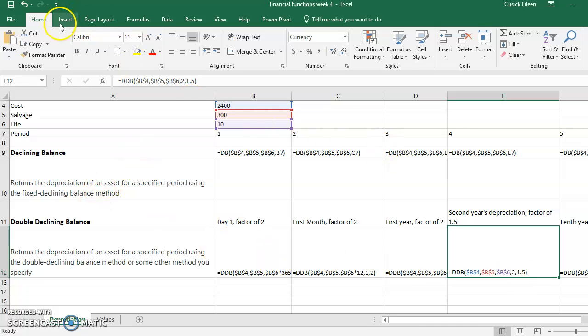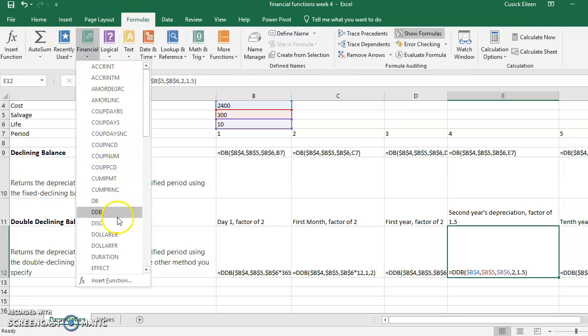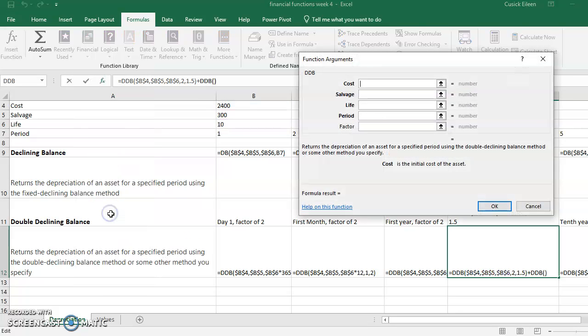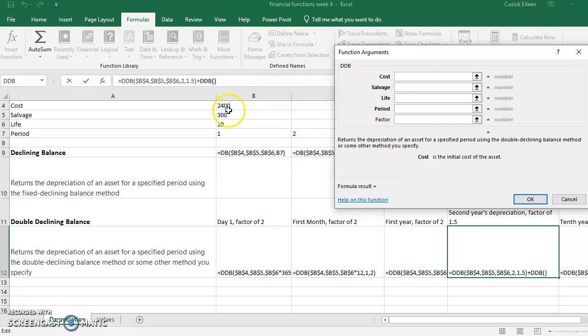So how do I get into any of these pieces? Well, if I go up to my formula bar and I go into financial, let's take a look at double declining balance first. So here I can set this up using a dialog box. So I could set this up as my cost was here and my salvage was here, and I can set this up.